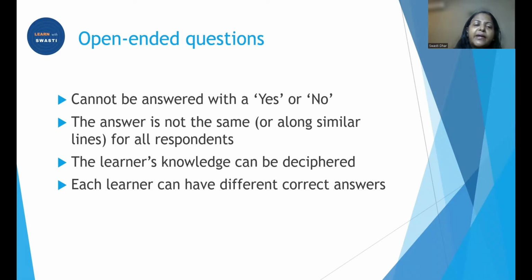Through open-ended questions, we can understand what the learner's knowledge is. So if we want to know what it is that you think, every learner will have a different answer. It need not be the same. And there are many correct answers, so there are no wrong answers. Okay, so that is what open-ended questions do.